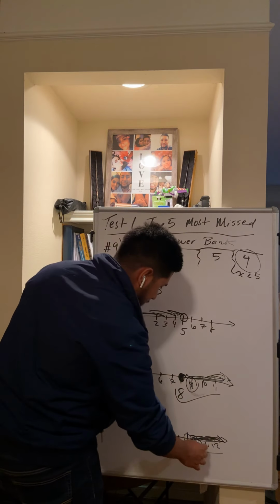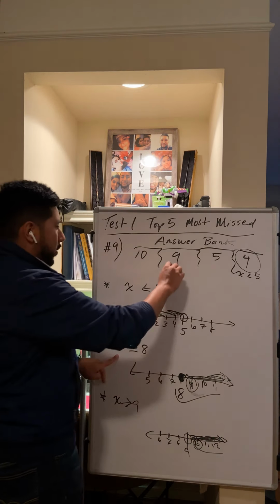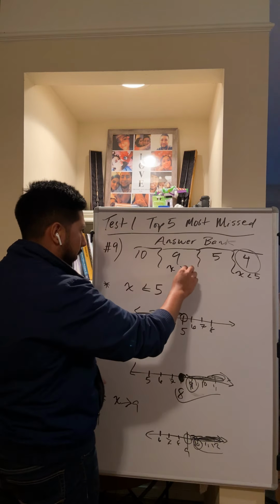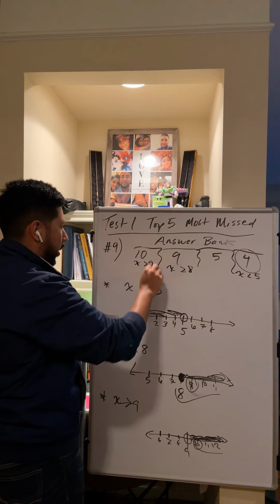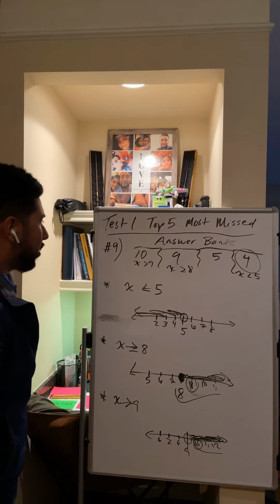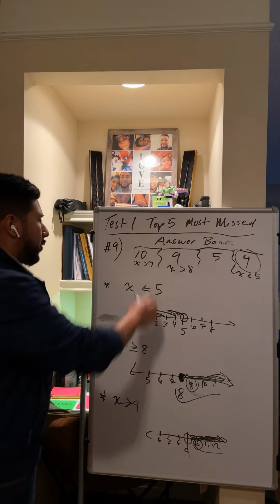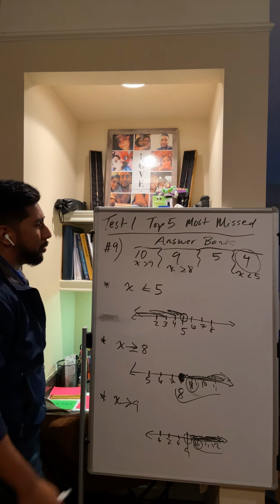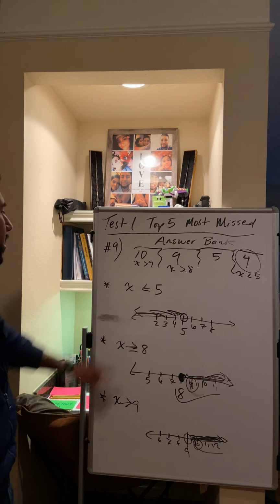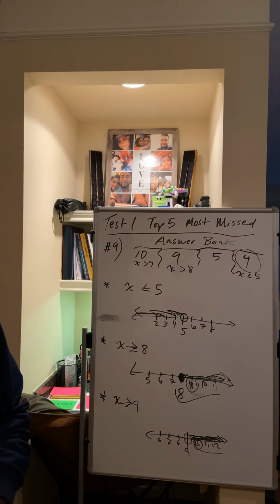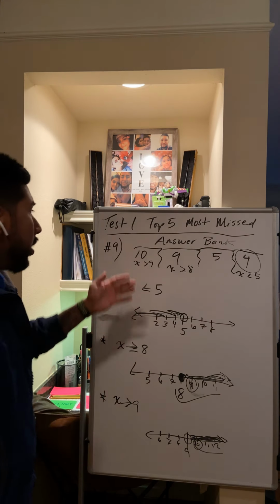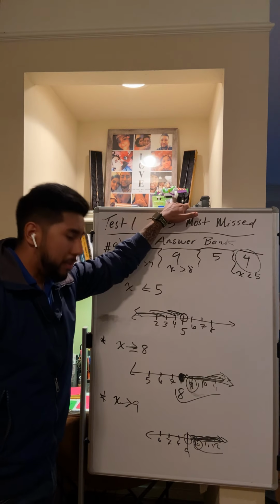9, 10. X is greater or equal to 8, and x is greater than 9. I wouldn't have done that to y'all. And then, of course, we just did 3, so the last answer would belong with 5. But I see the mistake. Okay, great. Good stuff, ladies and gentlemen. Like I said, these are the top 5 missed.